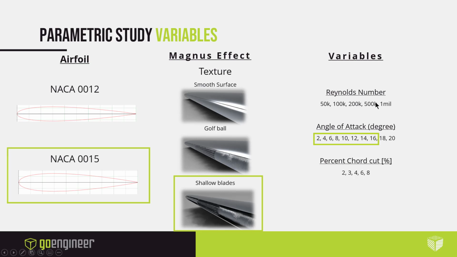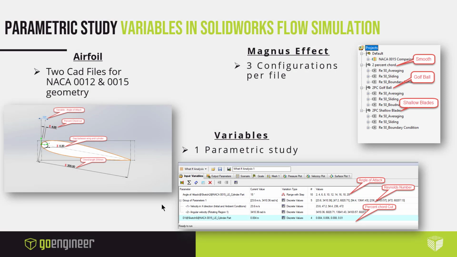Also, something I've learned too is that this 501 mil Reynolds number is just too large, and I haven't really got a chance to play around with the percent chord cut, but I will show you how you can add that into a parametric study. We started with all these variables, and what does this equate to in SOLIDWORKS using design intent and the parametric study? I have two different CAD files for the NACA 0012, 0015 geometry. I have the variable angle of attack, which gets played into down here for my parametric study.